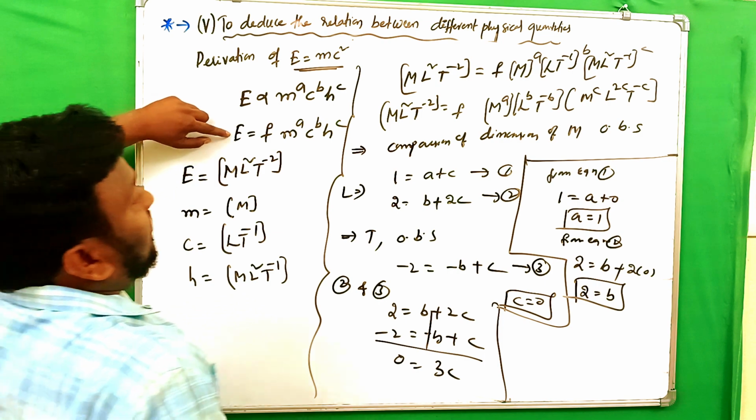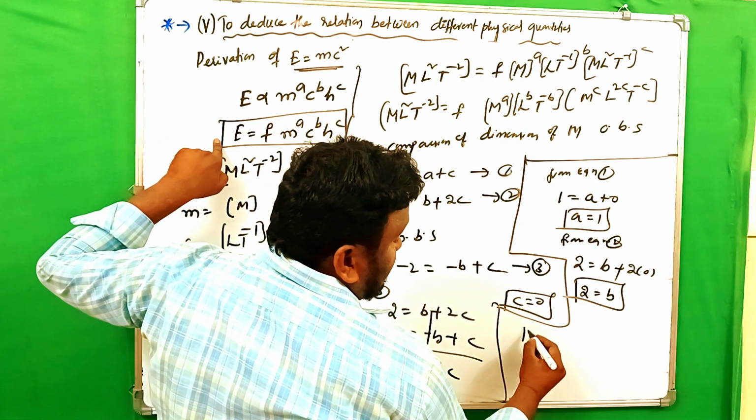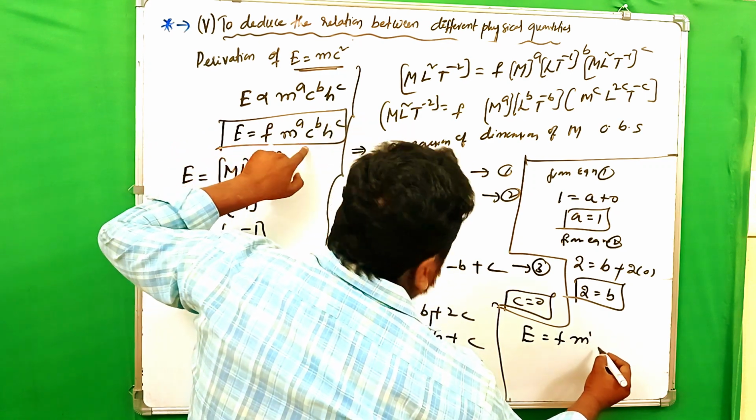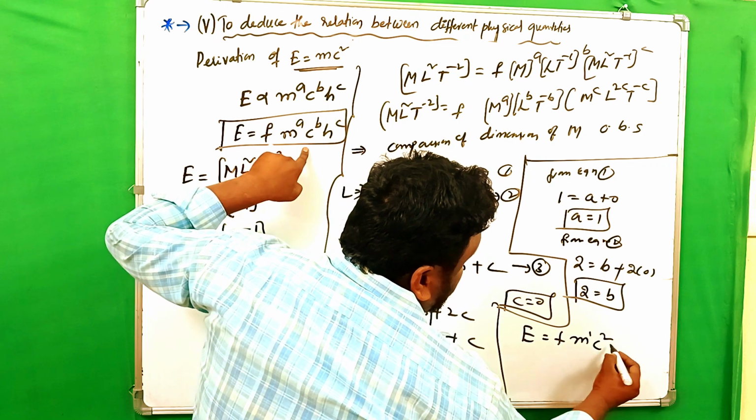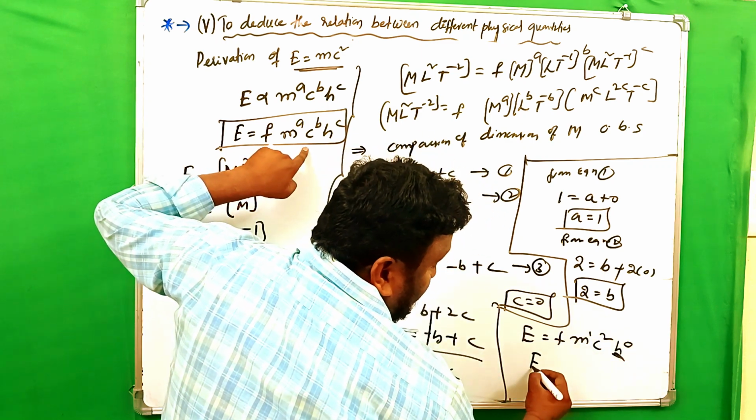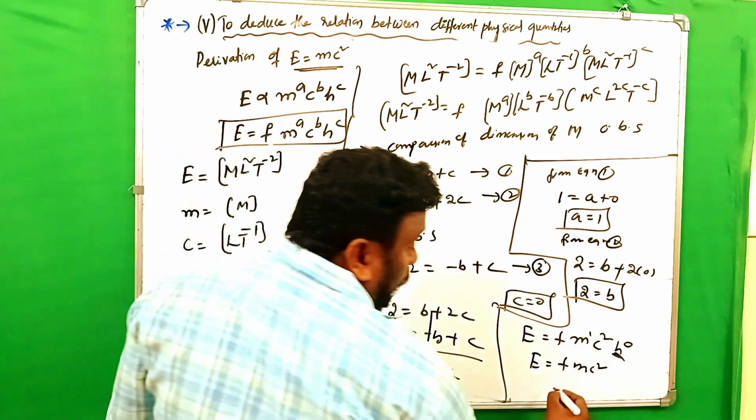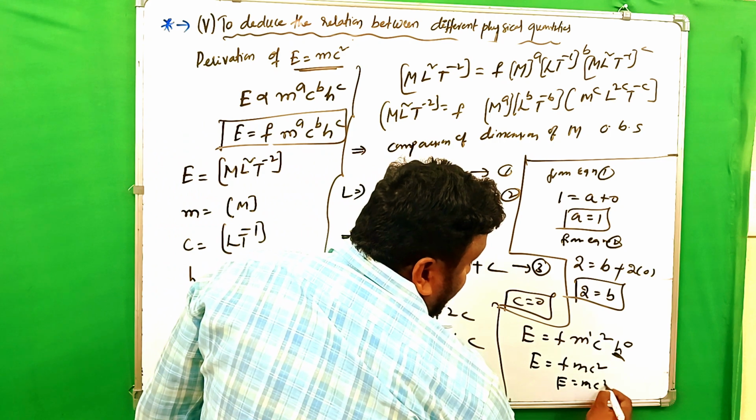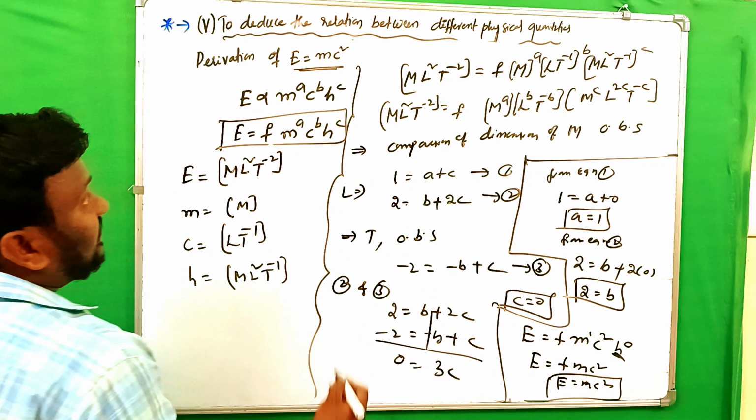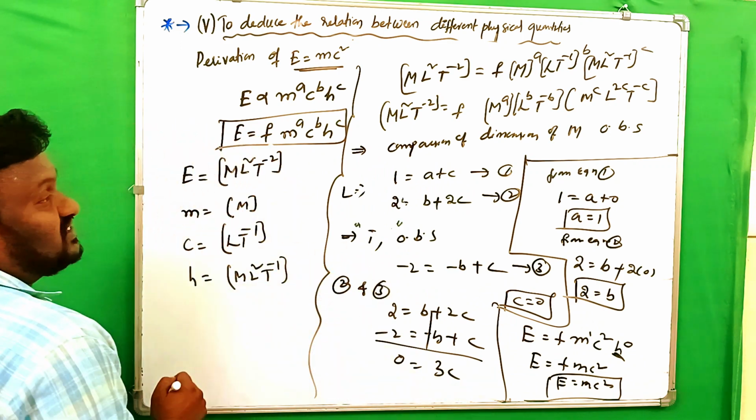Now substitute all these values in this equation. E equals some f into m to the power of a, whose value is 1, and c to the power of b, whose value is 2, and h to the power of 0. H to the power of 0 means 1. Then E equals f into mc square, and f value equals 1. Then E equals mc square. In this way we can derive the equations by using dimensional analysis.